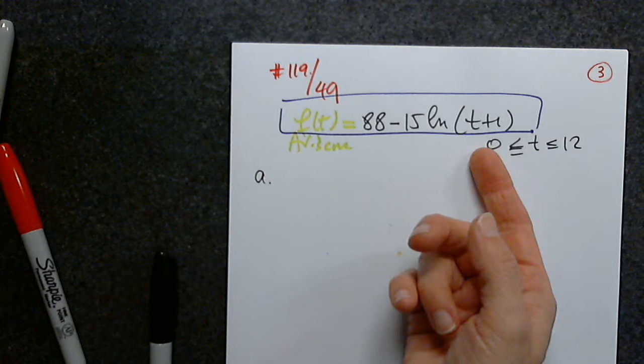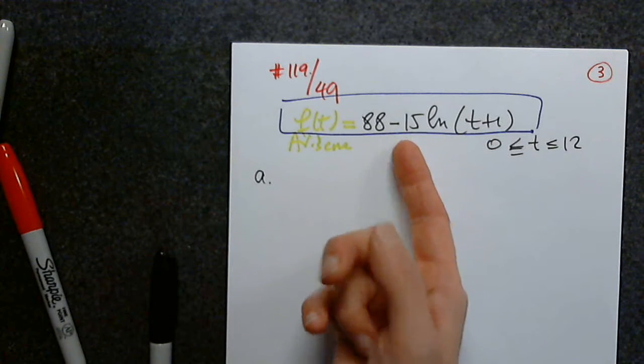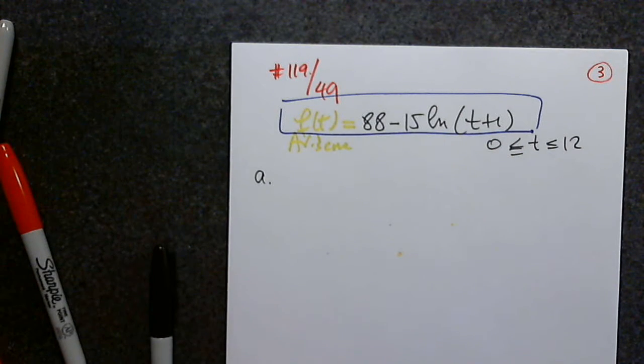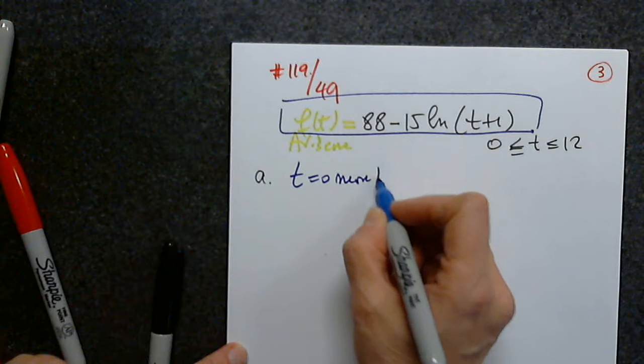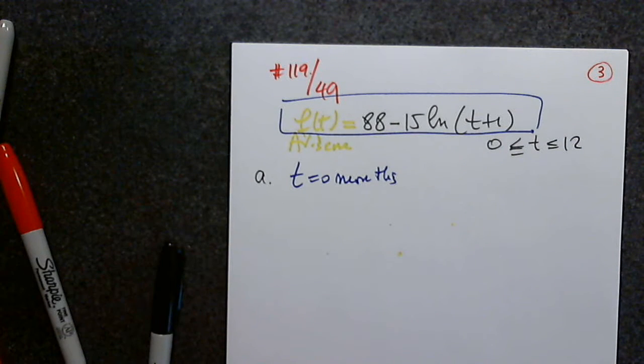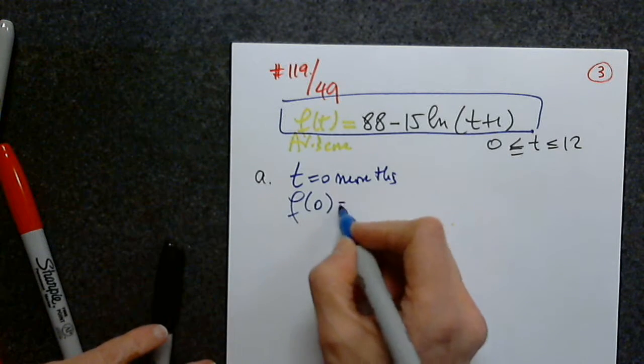If you want, shift it to the left 1, multiplied by 15 vertical stretch, flipped, and then up 88. So if we want to decompose it like that, we can. But the question is asking us, what was the average score on the original exam? By original exam, what do we really mean? Exactly, that's all I want you to say. So by original, we mean initial. So we want to find f of 0.